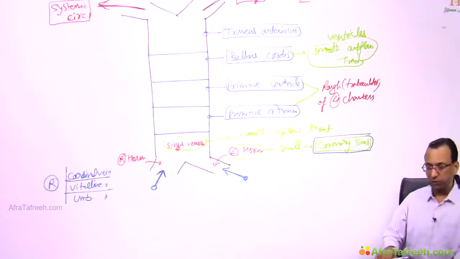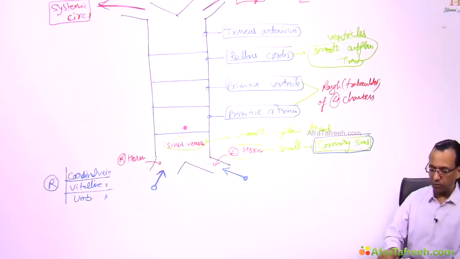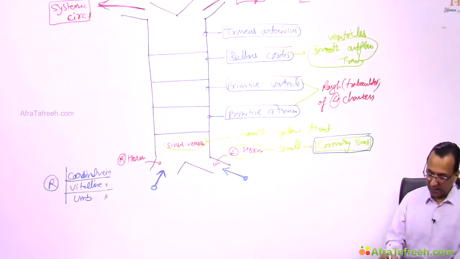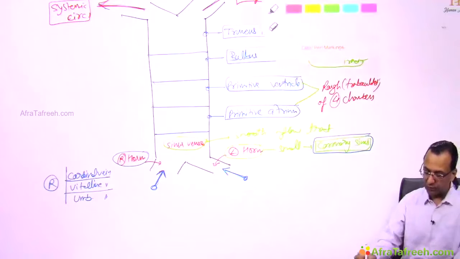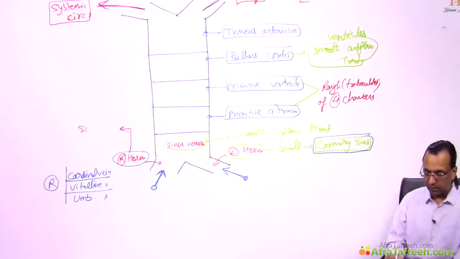Right horn of the sinus venosus? Yes. Actually, the right horn of the sinus venosus is absorbed into the posterior wall of the primitive atrium. And when it is absorbed into the posterior wall of the primitive atrium, the right horn of the sinus venosus is going to give us the sinus venarum. So the sinus venarum is derived from the right horn of the sinus venosus.